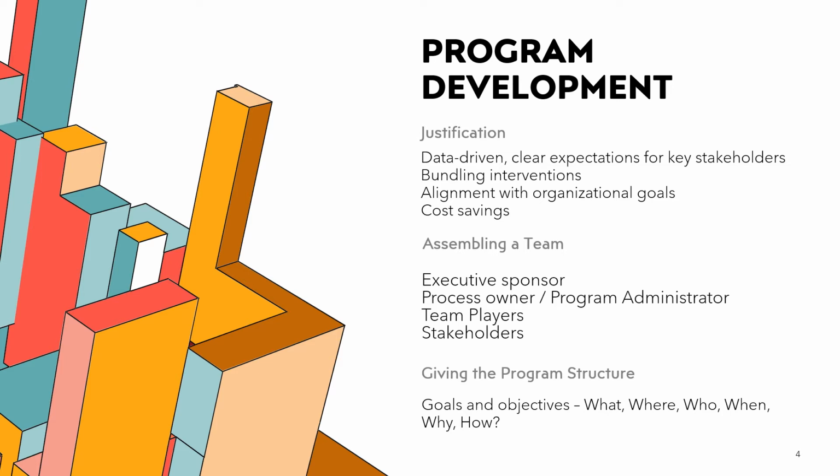And then finally, giving the program structure, the goals, objectives. It's important that everybody understand where we're going with this, who's involved, what the plan is, what the program is, when we'll be taking stock of progress, why we're doing it, and the actual implementation plan. So it's critical that you think through these elements before you get started, because if everybody on the team is not involved in understanding the mechanism for success, then there's no way that you can actually be successful.